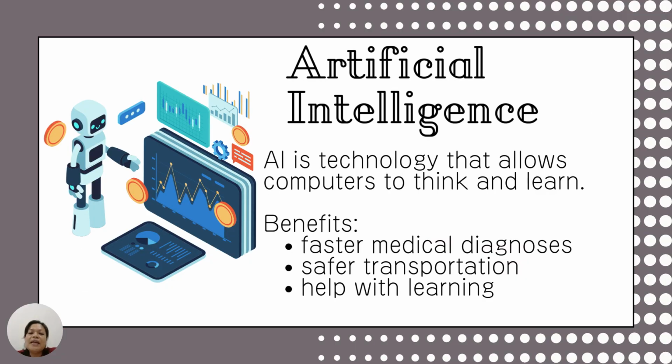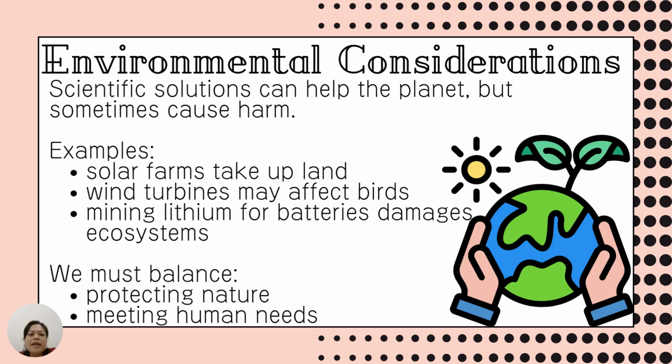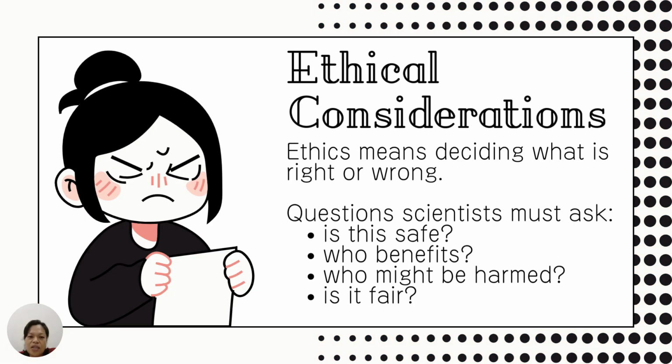What about AI? Artificial intelligence is the technology that allows computers to think and learn, which helps humans keep all the data as a future reference and is able to help in faster medical diagnosis and in learning. In environmental consideration, scientific solutions could help the planet, so that we are able to prevent harm to our planet, balance the ecosystem, and protect nature. We also need to look at the ethical considerations that all scientists must ask.